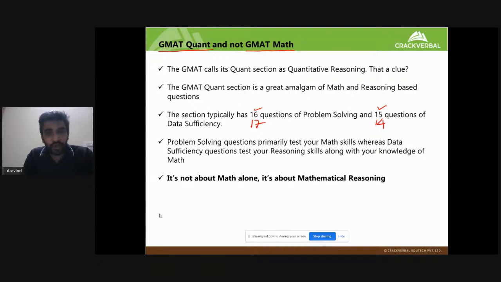So, all in all, don't look at GMAT Quant as math alone. I would probably use the term mathematical reasoning, right? So, GMAT Quant is all about mathematical reasoning. So, don't look at it from the math point of view alone. Math is important. I'm not disputing that, but it's probably not the most important.